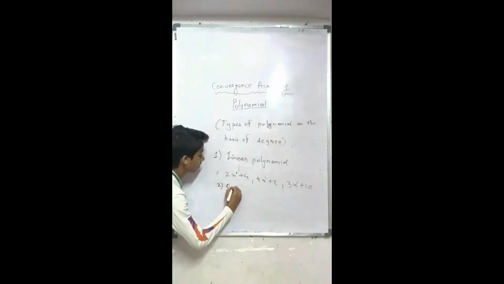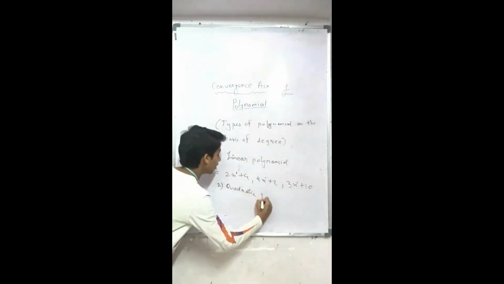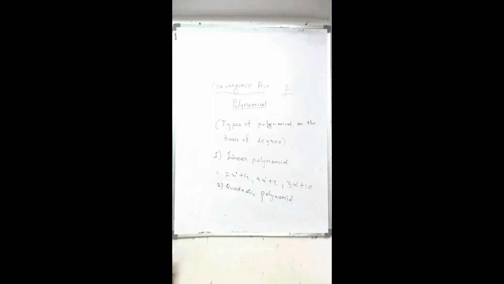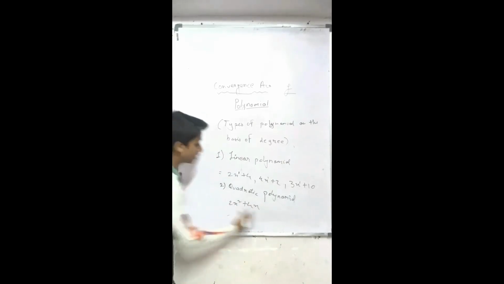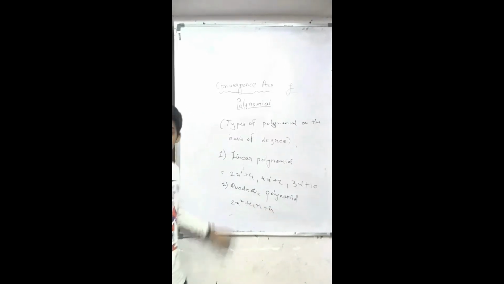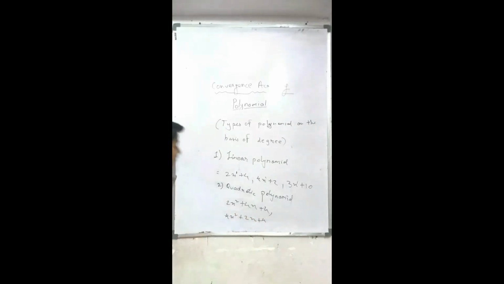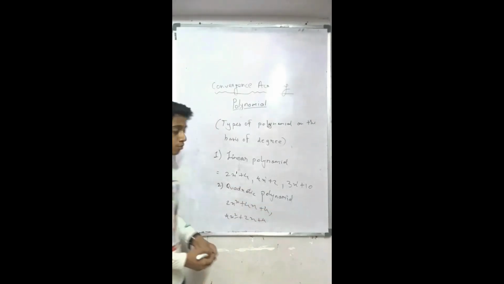Quadratic polynomial. So what you see here, quadratic polynomial means the highest degree is 2. Okay. So what you see here, the highest degree is 2. So that's why it's called a quadratic polynomial. We will take one more example. So what you see, the highest degree is 2. So that's why it's called a quadratic polynomial. Okay. So we will move to the next.